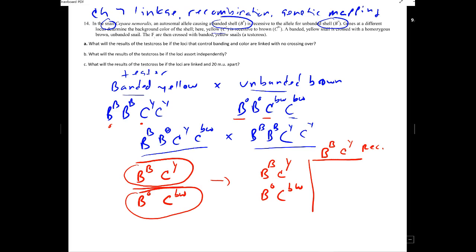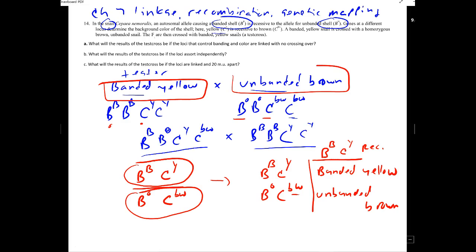So B with a big B is banded, and yellow, and BO is unbanded, and brown because of this. You'll notice up here now, banded yellow, unbanded brown. These are the parents. So these are parentals.